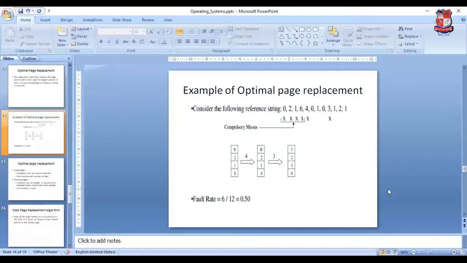1 is already available. So here page fault is what? 6. So fault rate is number of page fault divided by reference string. 6 divided by 12, 0.5. Now we find the fault ratio. So 6 divided by 12 multiply 100. Now if we want to find the hit ratio, तो hit total number of hit कितने हुए हैं? 1 2 3 4 5 6. टोटल hit कितने हैं? 6 है. तो 6 divided by 12 multiply 100. Okay.